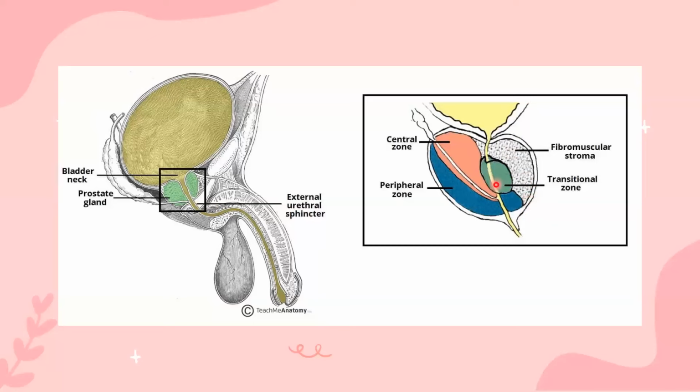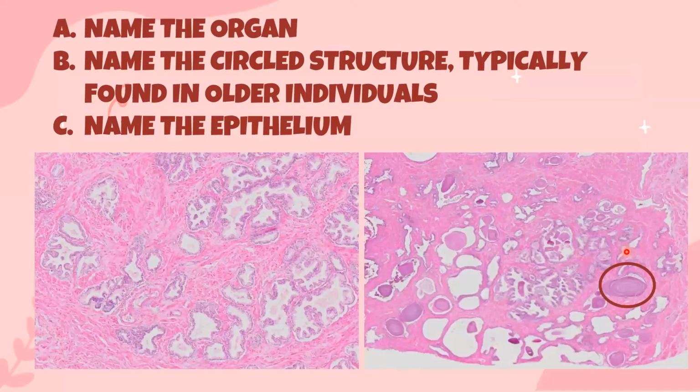So the transitional zone goes around the urethra, the central zone goes around the ejaculatory ducts, then the peripheral zone is the one associated with prostatic cancers. Okay, moving on.